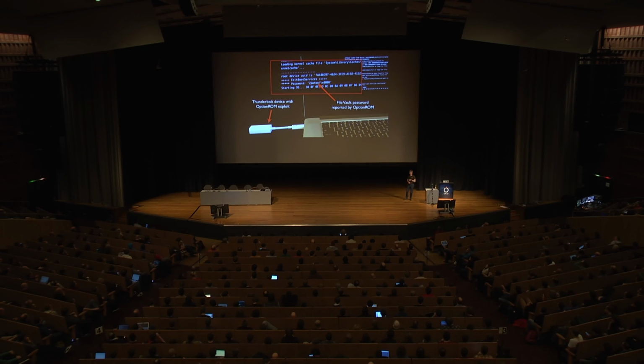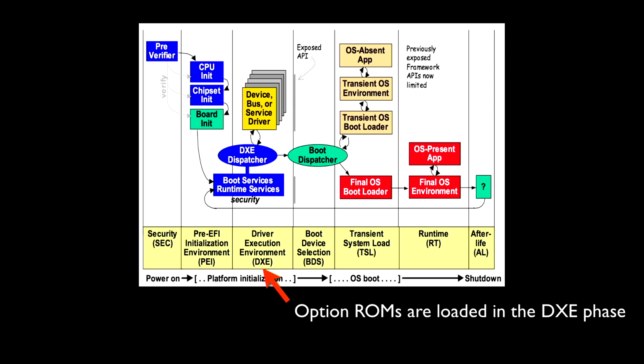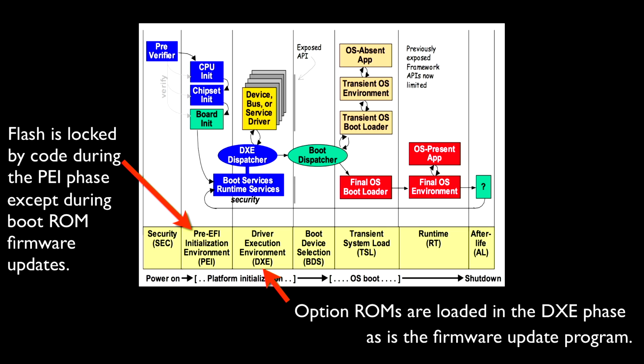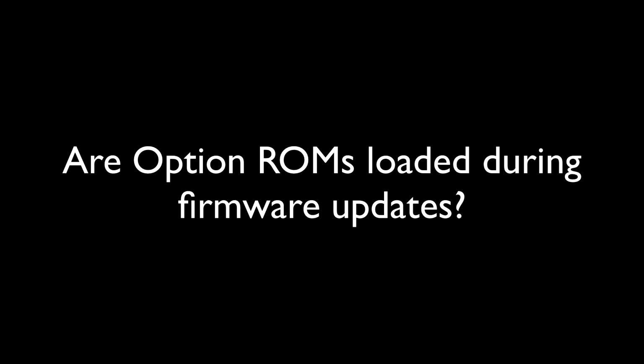So the problem is that option ROMs can't write to the flash because they are loaded in the DXE phase of the boot, but the flash is locked during the PEI phase. However, except during boot ROM firmware updates, in which case the flash is not locked. And we saw that the flasher code was running in 64-bit mode, which means the firmware update program is also running in the DXE phase, along with the option ROMs, which leads me to question, are option ROMs also loaded during those firmware updates?